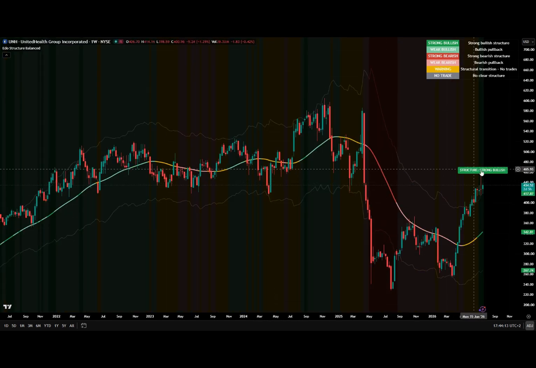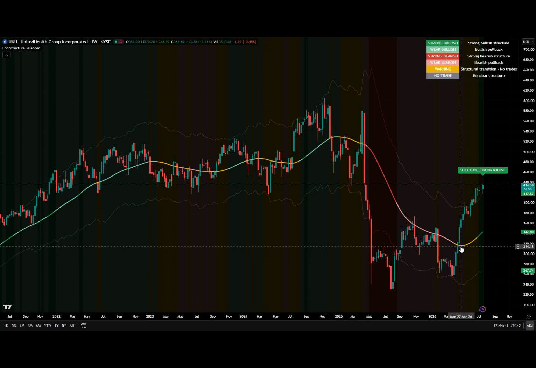That turns Edo Structure into a filter you apply before the trade, not after it. The strong states are your permission to trade with the move, and the band gives you the reference to manage it, while price keeps pushing outside, the impulse is alive. The weak states ask for patience. The bias has not changed, but price is back inside the range, so entries are late and stops are wide.